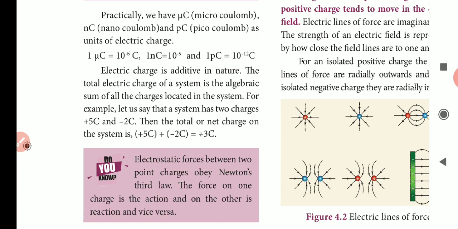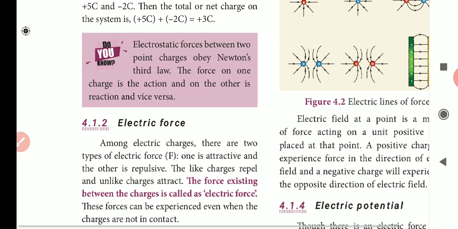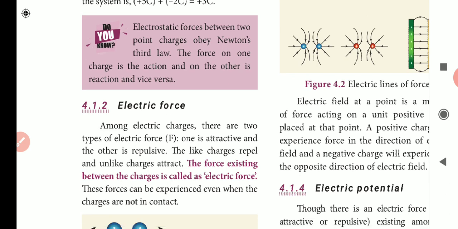Then the total or net charge on the system is plus 5 and minus 2 C. இது ரெண்டுத்தையும் add பண்ண நமக்கு என்ன கிடைக்கும்? plus 3 C. So the electric charge is additive in nature. Electrostatic force between 2 point charges obeys Newton's third law. The force on one charge is action and the other is the reaction and vice versa. Like this, the electrostatic force obeys Newton's second and third law.